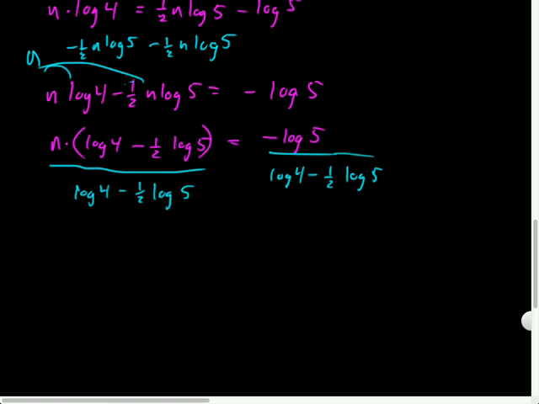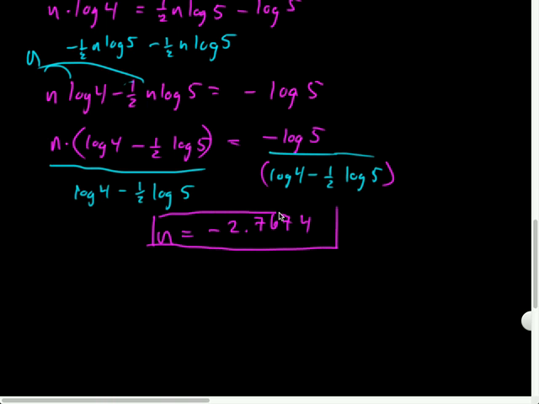And I'll get n equals. Let's plug that in. So that would be negative log 5, close parentheses, divided by open parentheses. This entire denominator must be in parentheses. Log 4, close parentheses, minus 0.5 or 1/2 times log 5, double close parentheses. And I get negative 2.7674.